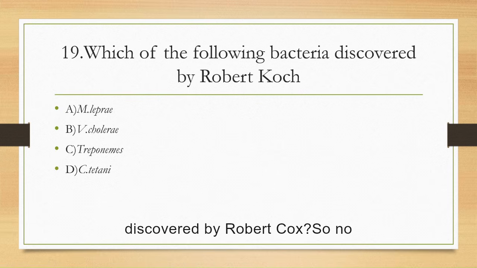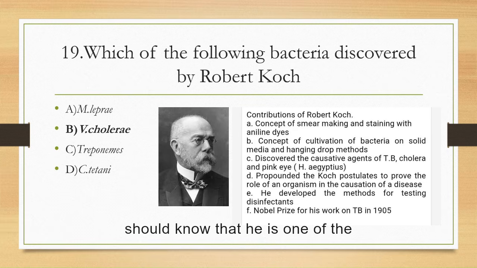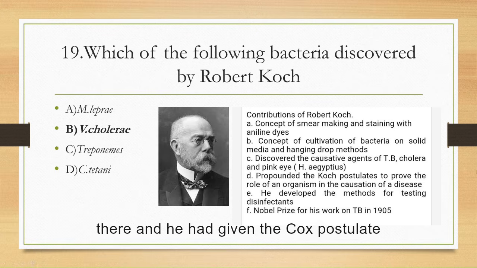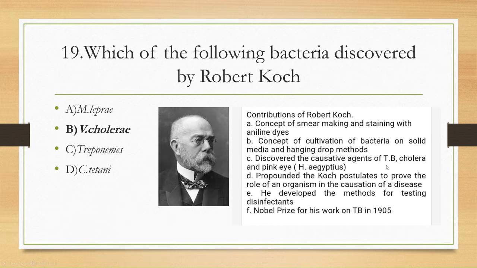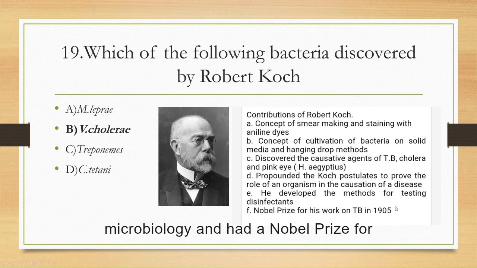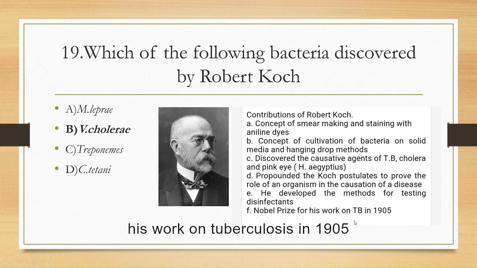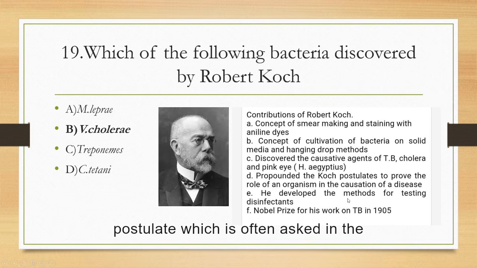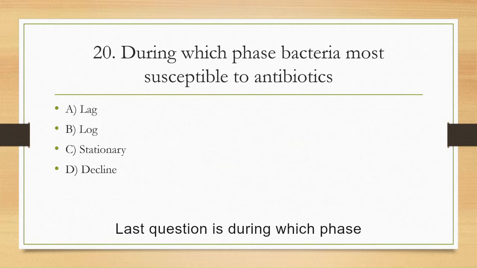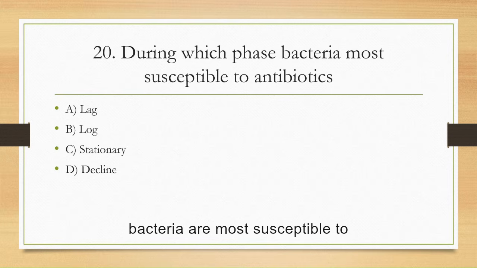Which of the following bacteria was discovered by Robert Koch? So you should know that he is one of the greatest microbiologists, and he gave the Koch's postulates, and he discovered the causative agents of TB, that is Mycobacterium tuberculosis, and cholera, that is Vibrio cholerae, and Haemophilus aegyptius, and made various other contributions to microbiology, and had a Nobel Prize for his work on tuberculosis in 1905. And you should also know the Koch's postulates, which are often asked in the theory exam and even in the viva.